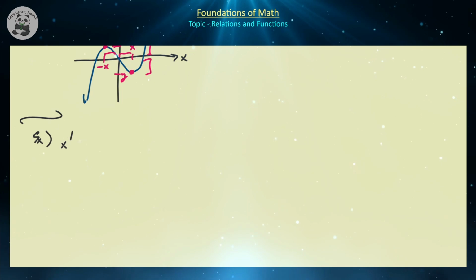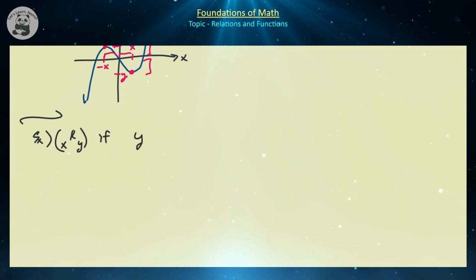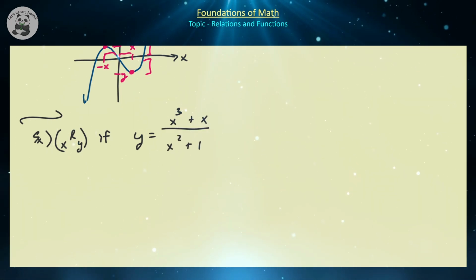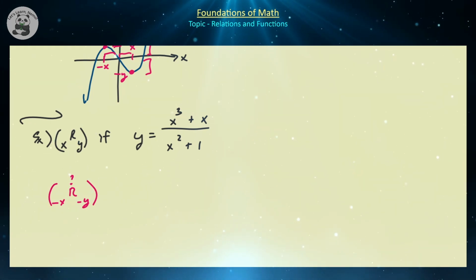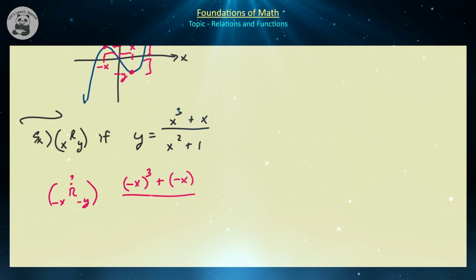So let's say that x is related to y if y is equal to x cubed plus x divided by x squared plus 1. Does this have origin symmetry? So what we're going to do is see if minus x is related to the point minus y. So if we plug minus x into this relation, we're going to have minus x, the quantity cubed, plus minus x, all divided by minus x, the quantity squared, plus 1.